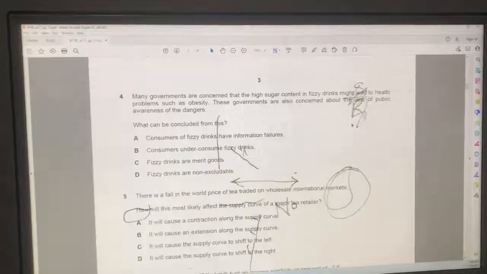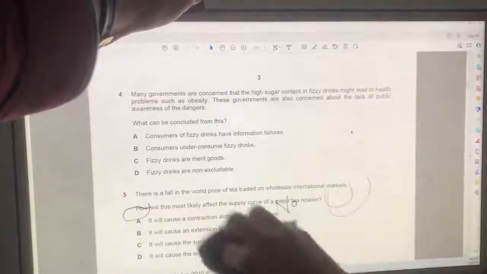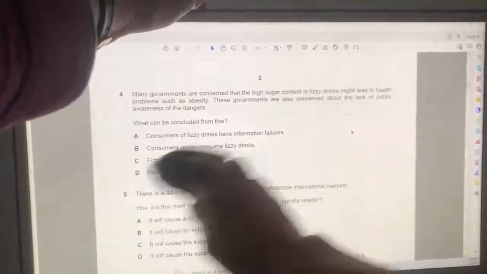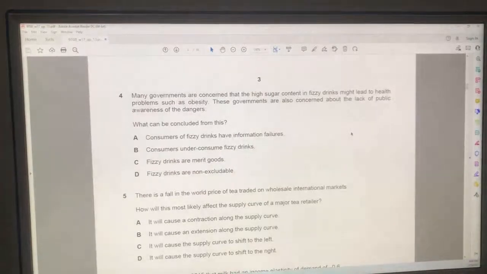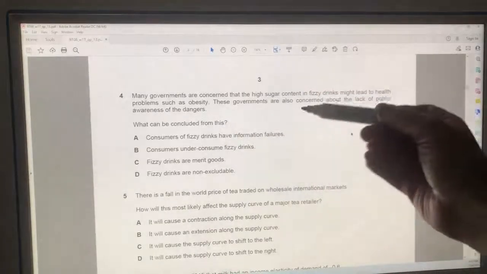Shall we try 4? Let's try 4. Question 4 says, many governments are concerned that the high sugar content in fizzy drinks might lead to health problems such as obesity. These governments are also concerned about the lack of public awareness of the dangers. What can be concluded from this?